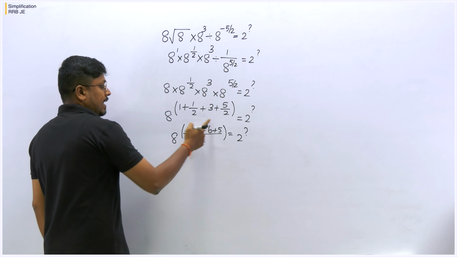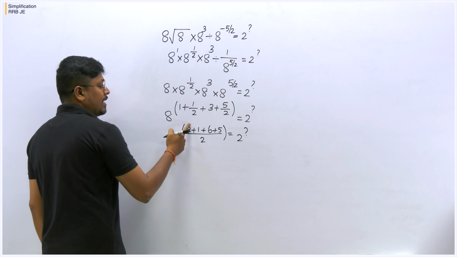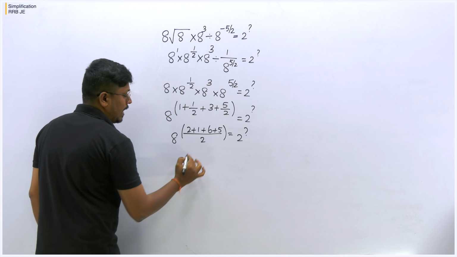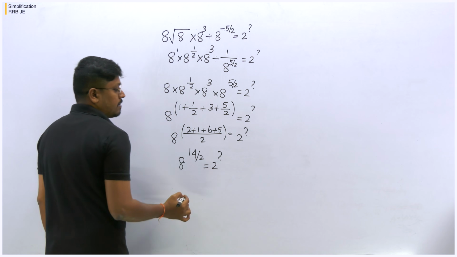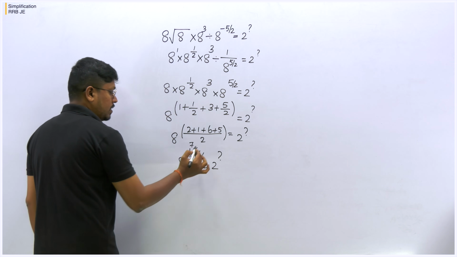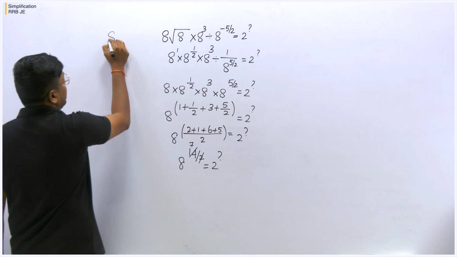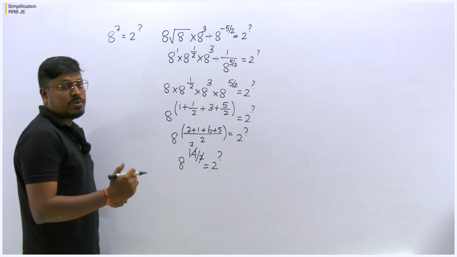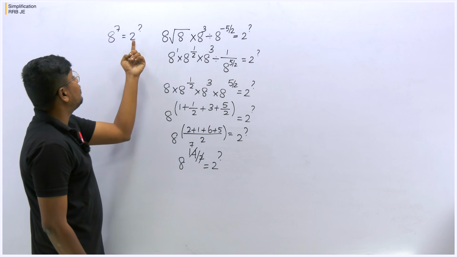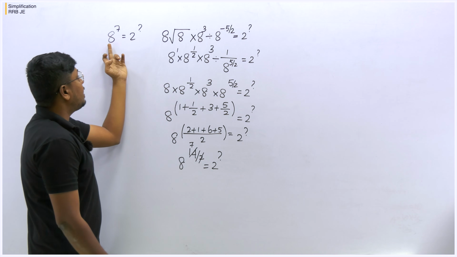So 6 plus 5 is 11, 11 plus 1 will be 12, 12 plus 2 will be 14. So 8 power 14 divided by 2 is equal to 2 power question mark. So cancel it, 7 2s are 14. So again 8 power 7 is equal to 2 power question mark. Our target is to find the answer in the form of 2 power something. But here we have 8.